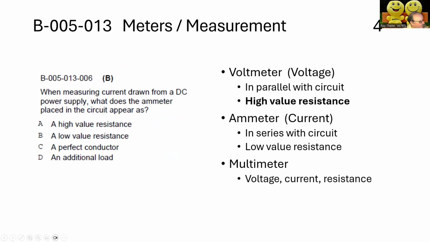When measuring current drawn from a DC power supply, what does the ammeter placed in the circuit appear as? So in this case, you want the ammeter to be as low a resistance as possible, so it doesn't load the circuit. So B would be the correct answer, a low value of resistance.